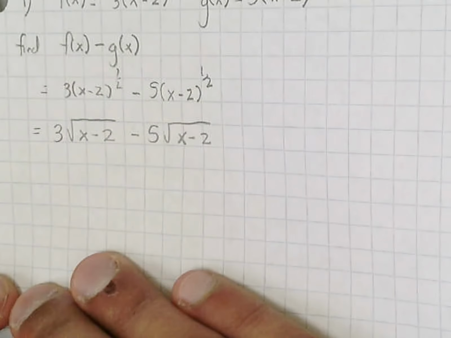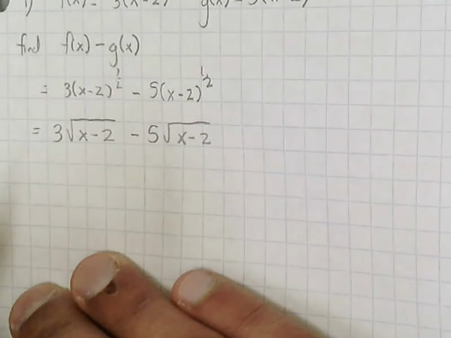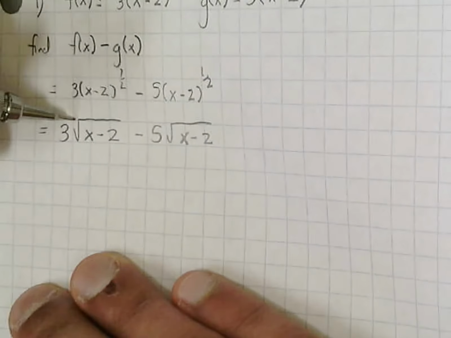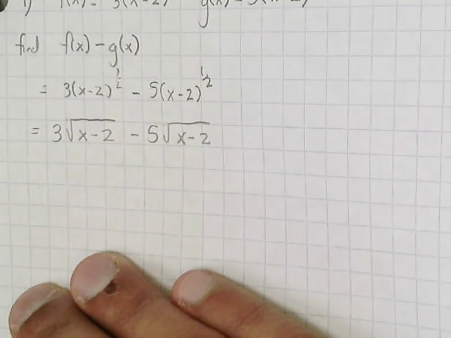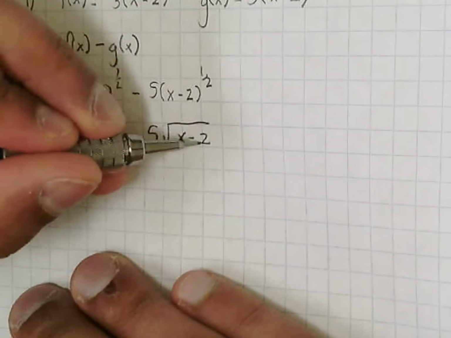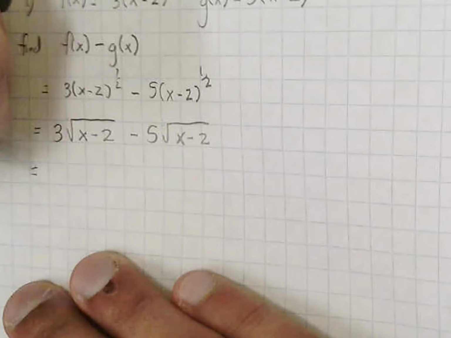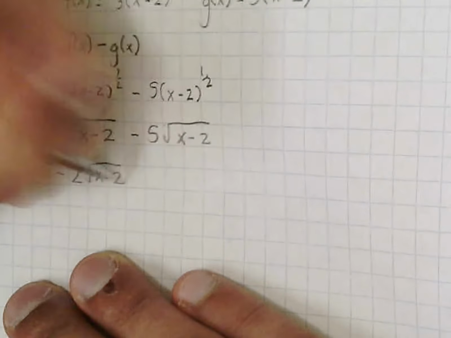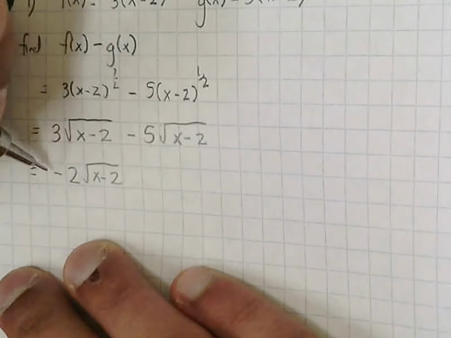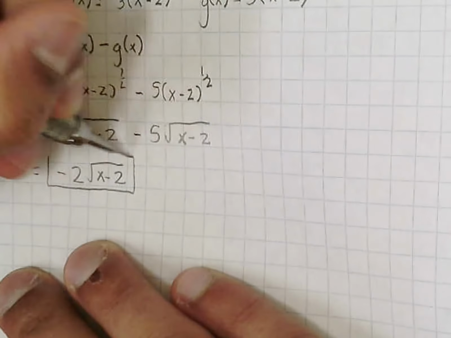And now I see, yep, these are like radicals. They have the same index of 2. Right? If we don't see a number here, we know that it's a 2, it's a square root. And they have the same radicand of x minus 2, x minus 2. So I can combine these two. 3 minus 5 is negative 2. So this is f of x minus g of x.